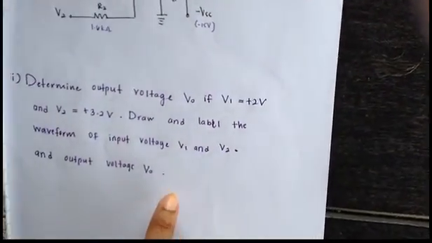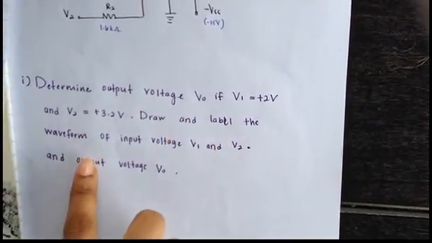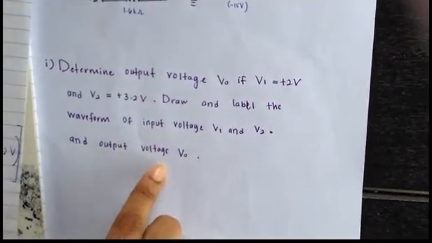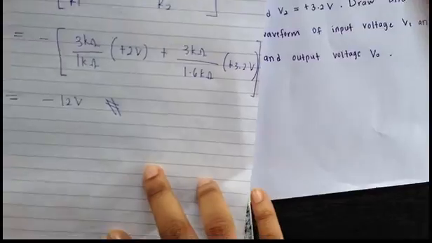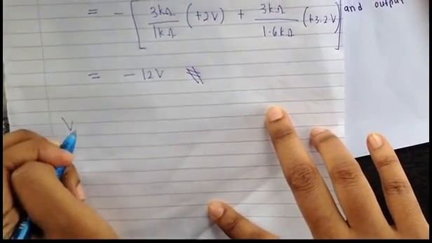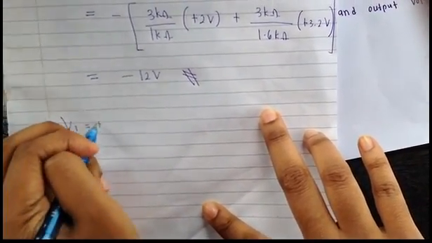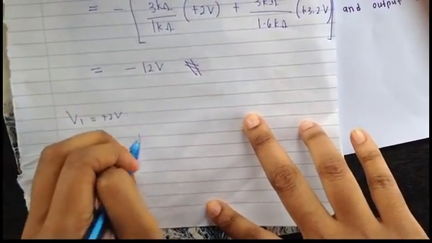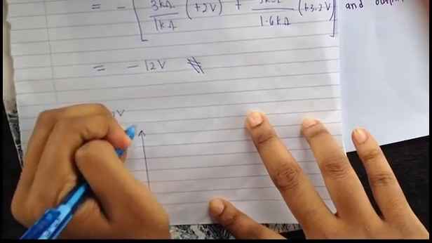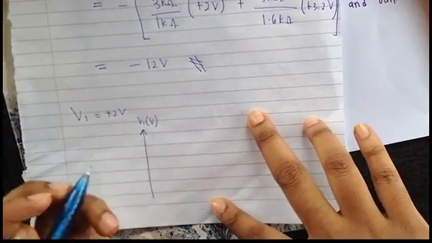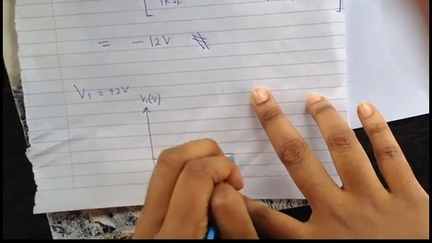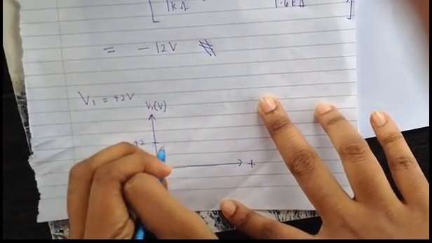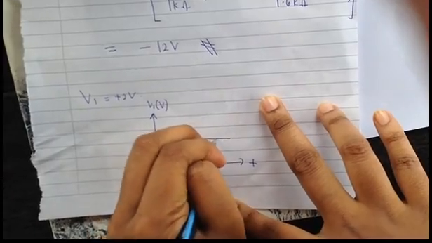Okay, next, draw and label the waveforms of the input voltages V1 and V2 and the output voltage V0. The input voltage is a DC voltage, V1 equal to positive 2 volt. So the graph of V1 over time will be like this.